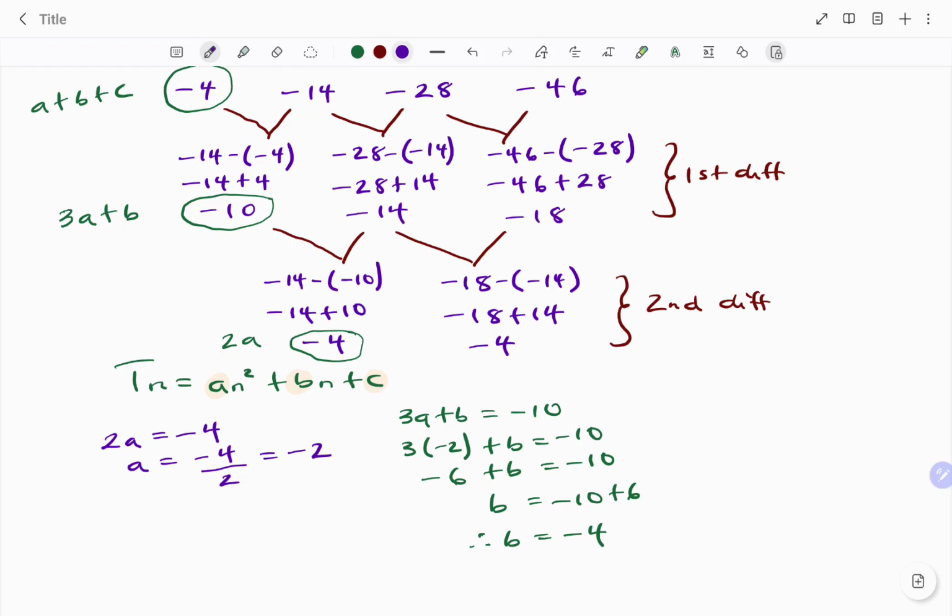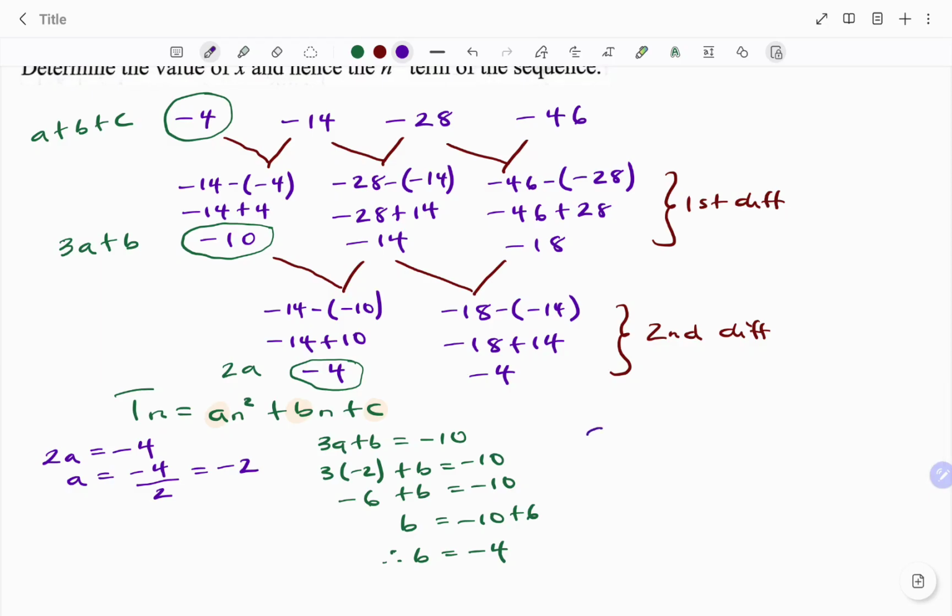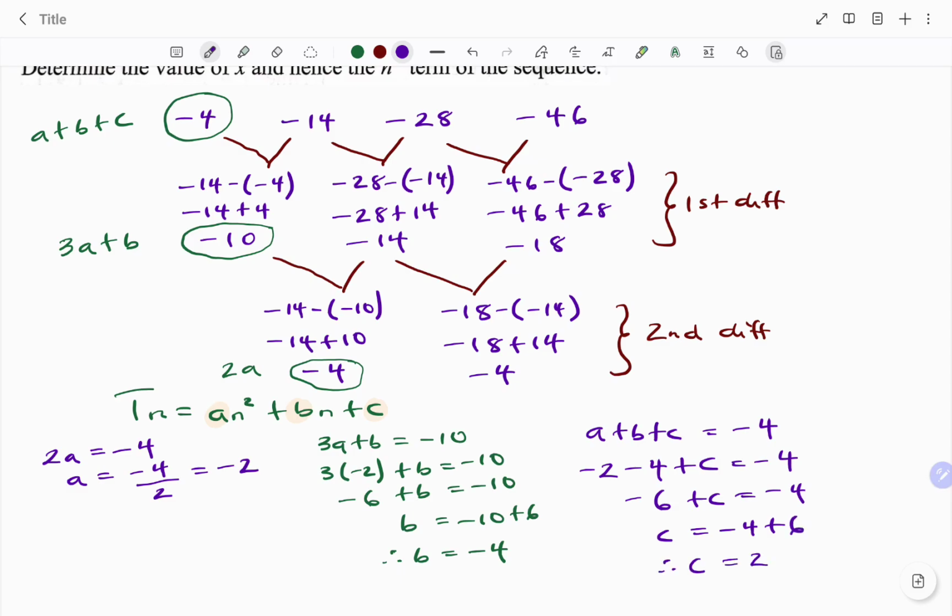Last step is to find c. To find c, we have a plus b plus c is equal to the first term, which is negative 4. A is negative 2. I'm going to replace my values. Then I have b, negative 4. Then plus c equals negative 4. Negative 6 plus c equals negative 4. So therefore, to find c is going to be equal to negative 4 plus 6. Therefore, c equals positive 2.